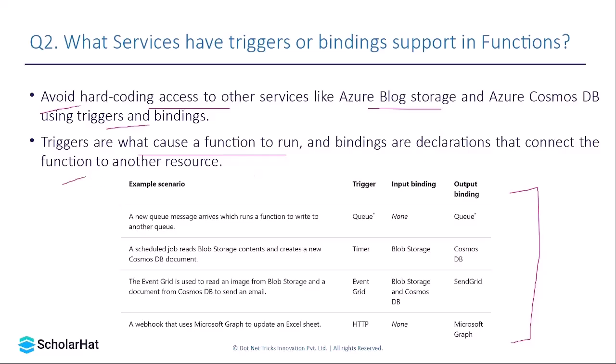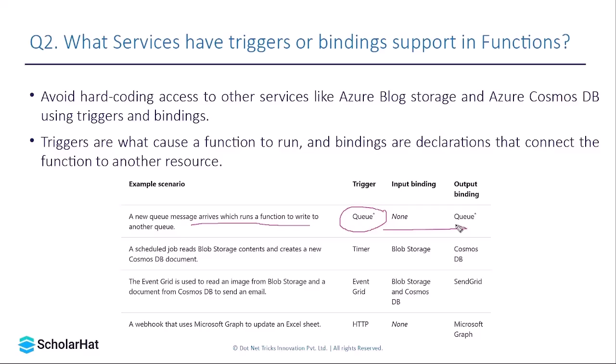So let's discuss with the help of an example. In this, a new queue message arrives, which runs a function to write to another queue. So we can create a queue trigger, and based on this queue trigger, we can write data to another queue. In this scenario, the queue is the trigger and the other queue is the output binding.